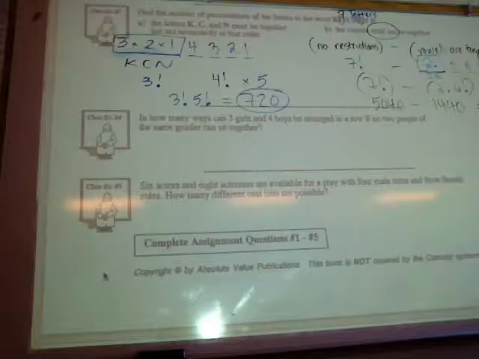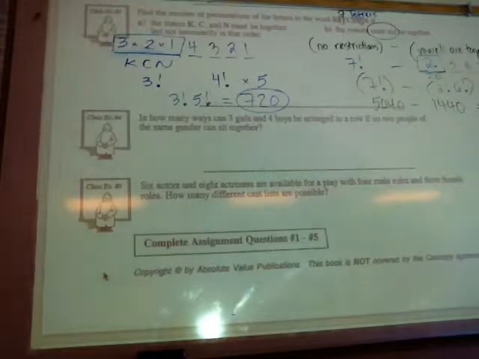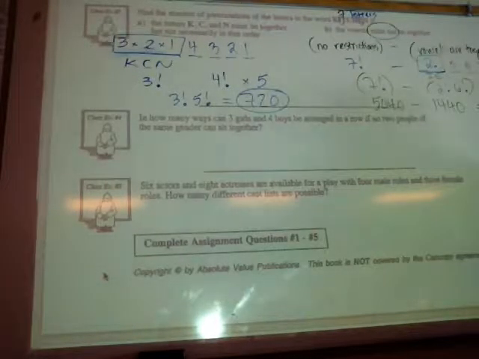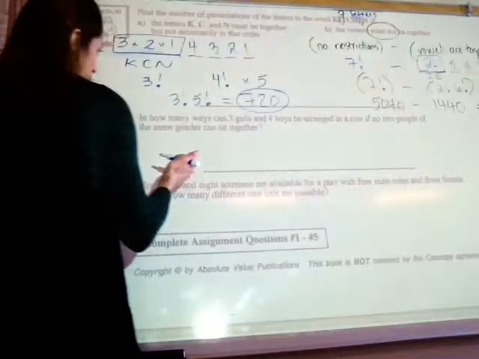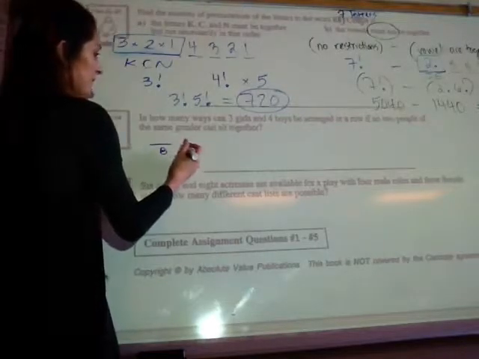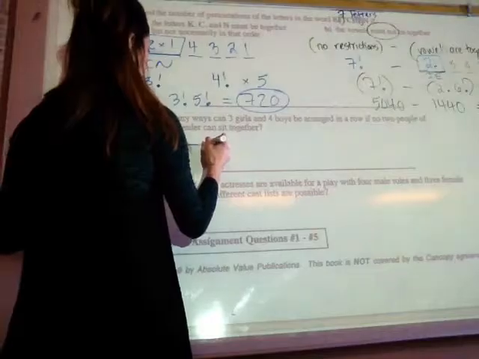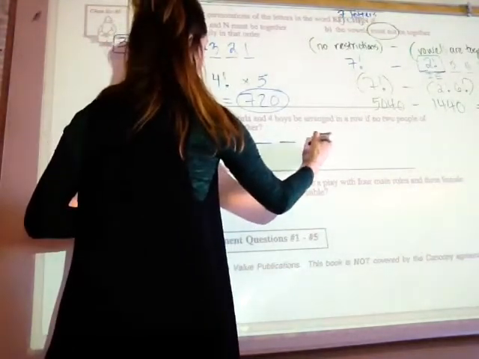One thing I haven't been using yet is the permutation notation. So I'm going to use a few different ways to solve this next example, just so you're seeing it as well. In how many ways can 3 girls and 4 boys be arranged in a row if no 2 people of the same gender can sit together? So let's just start by using the fundamental counting principle. We have boy. How many in total? 7. So 1, 2, 3, 4, 5, 6, 7.